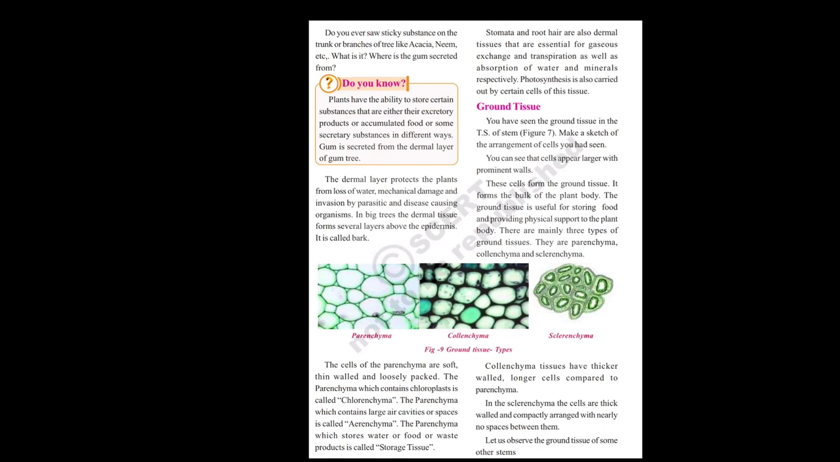At the same time, in some parenchyma cells, there are large air cavities which contain some amount of air. Those are helpful in storing some amount of air and are called aerenchyma. Parenchyma also stores some waste food and wastewater, and is called storage tissue. This is about the parenchyma.